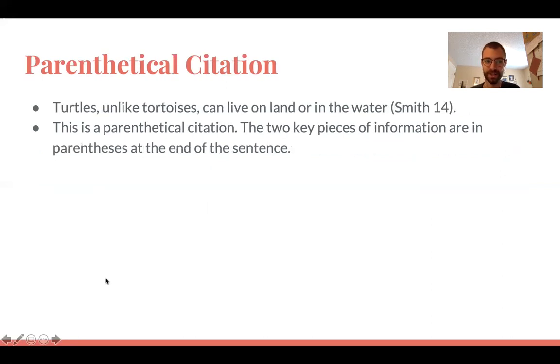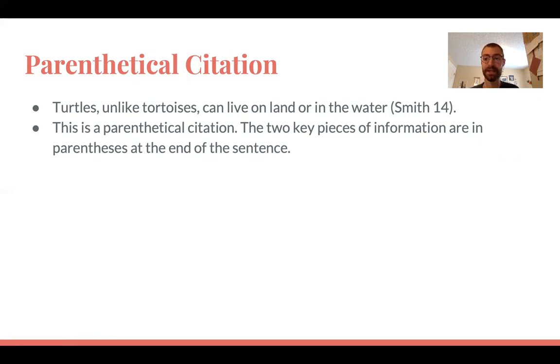Here's a parenthetical citation. It's that same information: turtles, unlike tortoises, can live on land or in the water. But it came from that same source, and because I don't have the author's last name or the page number in the sentence itself, I have to put them at the end. So I have them in parentheses with a period after. Again, the two key pieces of information, author's last name and page number, are what you have to get in there. You can do it narratively or in parentheses.